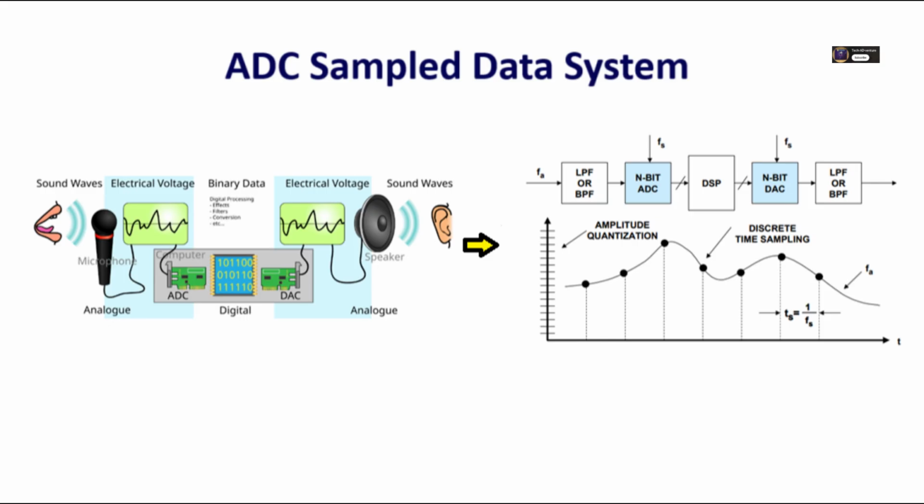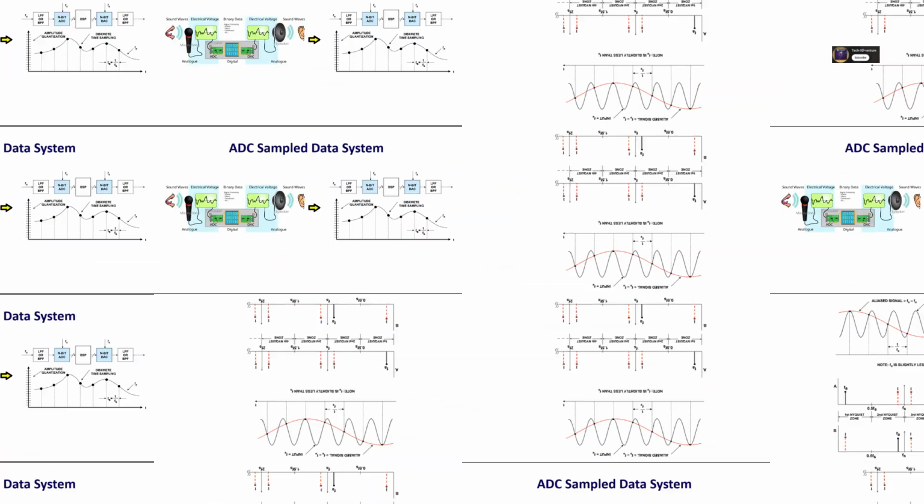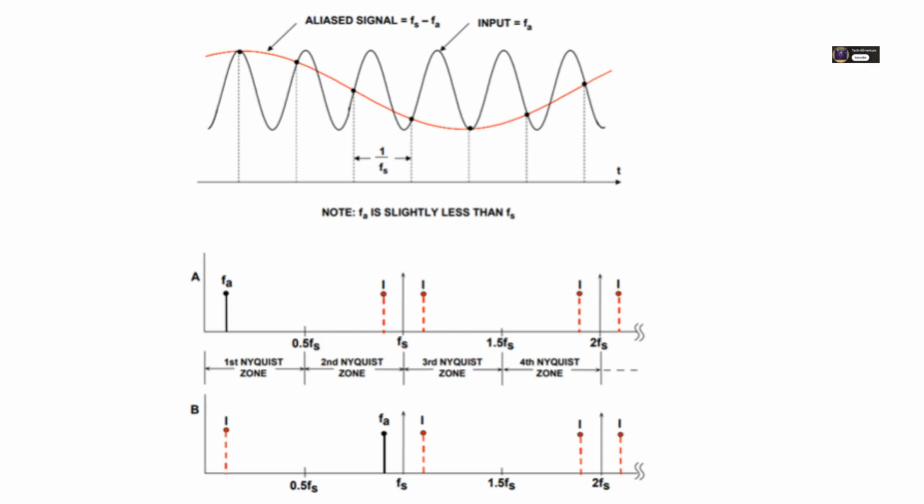Like the wagon wheels in old movies appearing to spin backward. That's the classic example. To prevent this, we use anti-aliasing filters. They're usually low-pass filters placed right before the ADC to chop off those unwanted high-frequency components before they can cause trouble. That makes perfect sense.